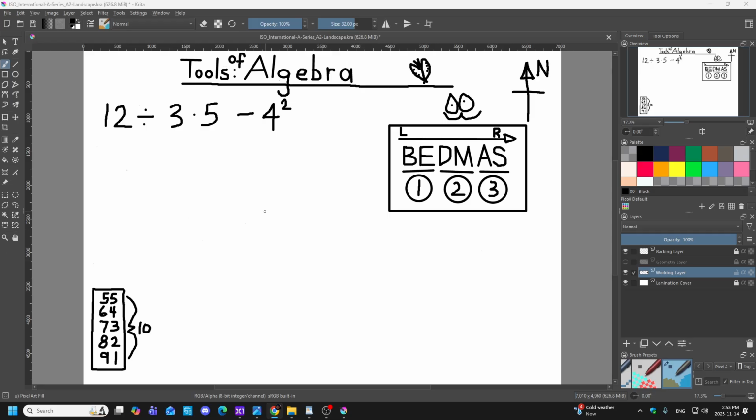Alright, let's continue on. We are in Chapter 1-2, Order of Operations. We are evaluating algebraic expressions for fun because math is fun. Let's go.